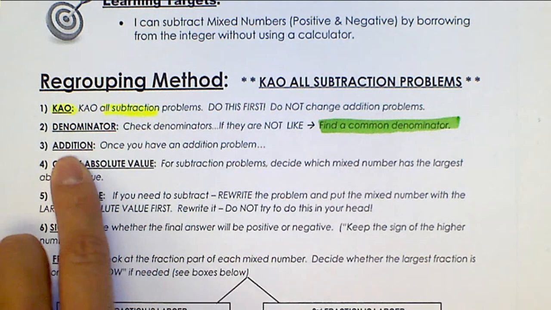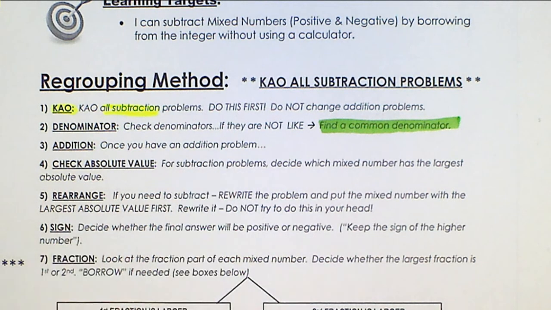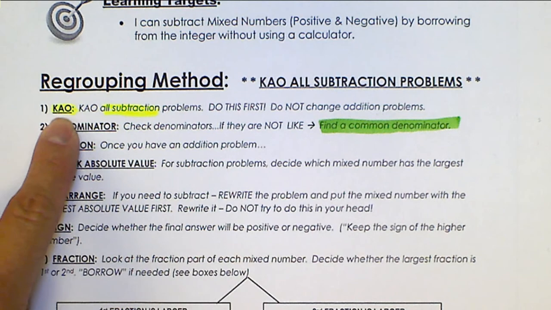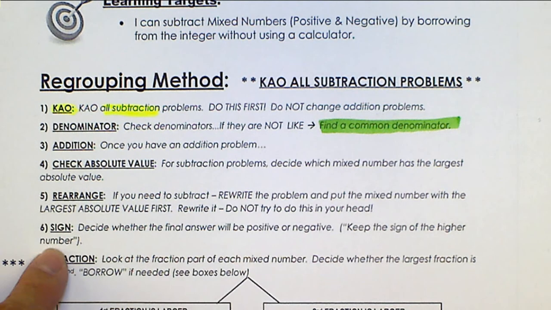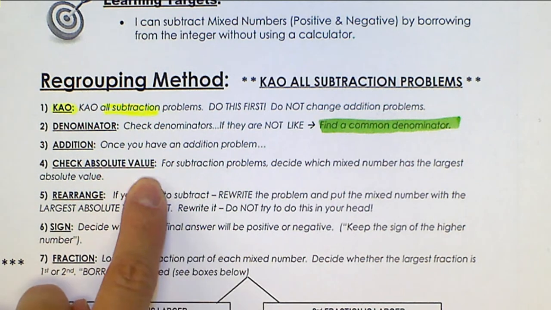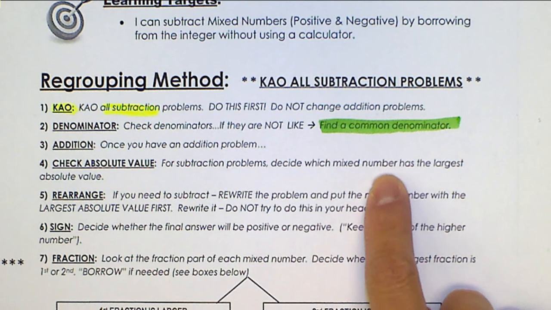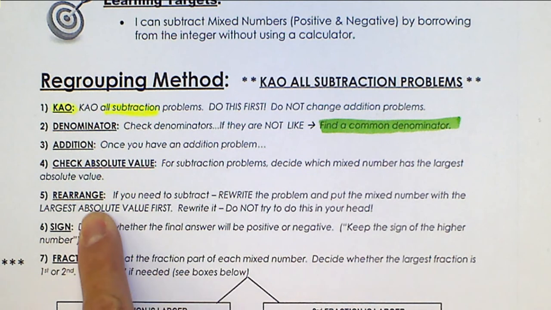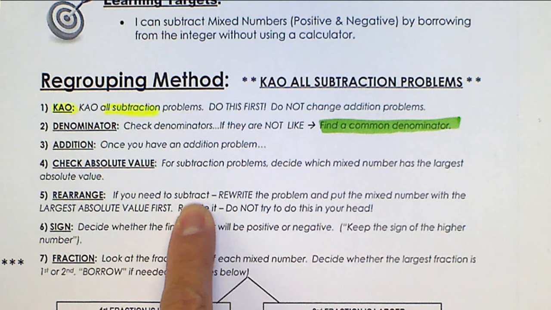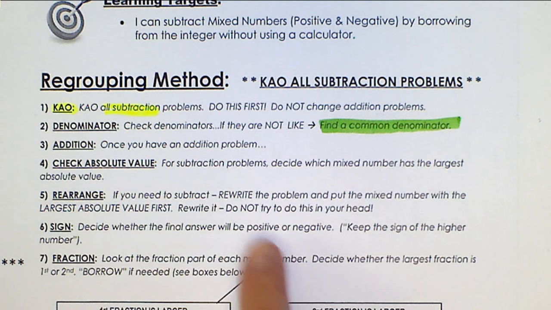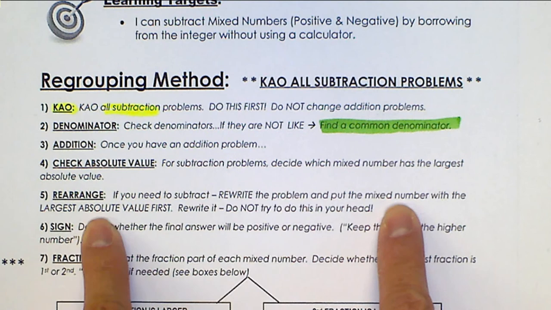Addition, once you have changed the problem into an adding problem, remember, because we're doing KAO, then we're going to be checking a couple of things, and this is the new part for today's lesson. We want to check absolute value. So for subtraction problems, we want to figure out which mixed number is the largest. We need to rearrange. Remember, with adding a positive and a negative, different signs subtract, so we're going to rewrite the problem and put the mixed number that's larger first, okay?